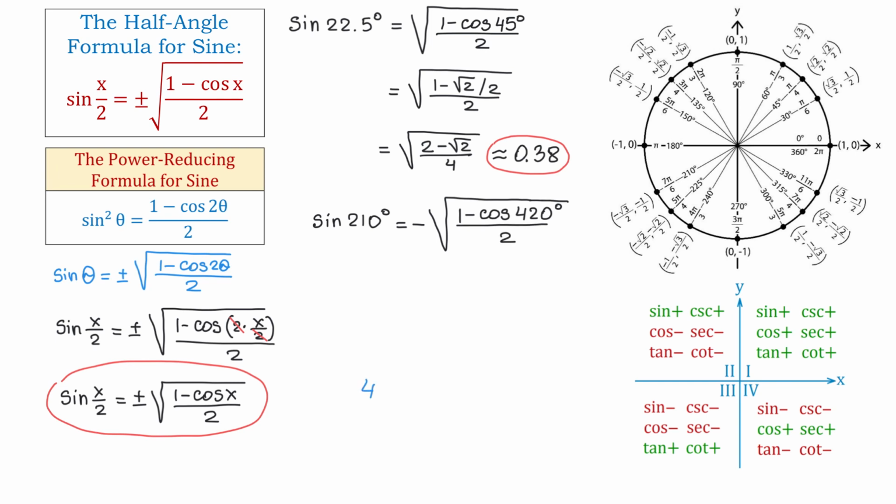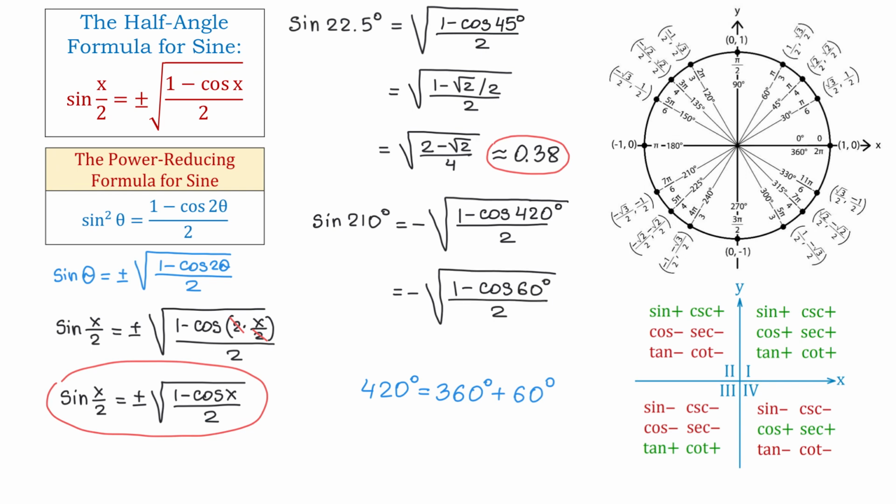Now 420 degrees is a sum of 360 degrees and 60 degrees. And because the cosine function is a periodic function and the period is 2 pi, which is 360 degrees, then we can drop 360 degrees and we can say that cosine of 420 degrees is the same as cosine of 60 degrees. So we will write negative square root of (1 minus cosine of 60 degrees) over 2.